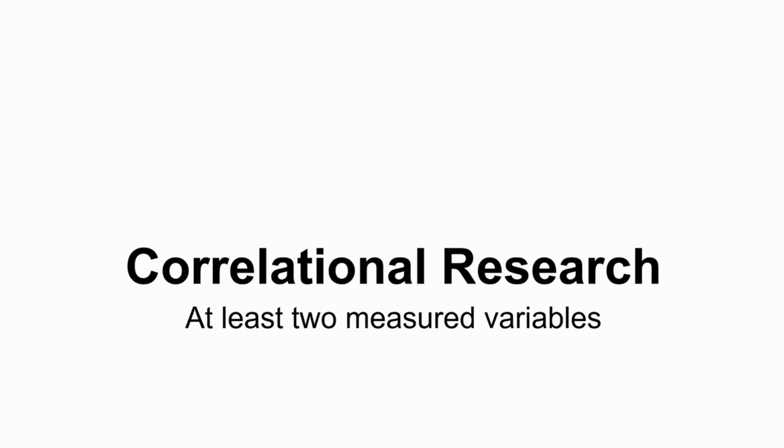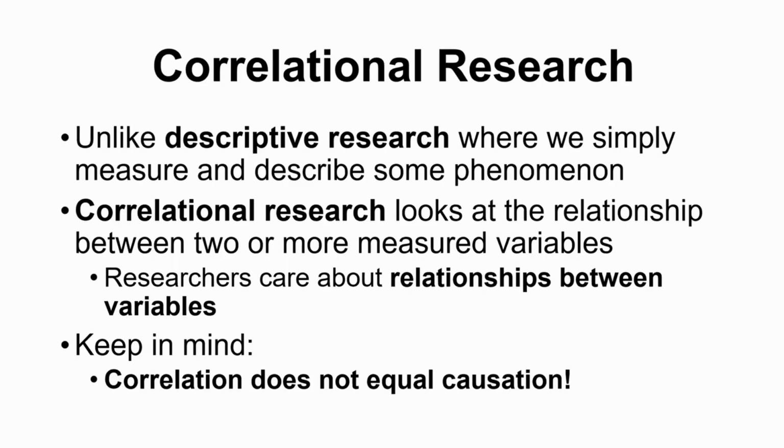So we're still sticking with measured variables, which means that a lot of the stuff that we used previously for the descriptive research section still counts here. But unlike descriptive research, where we're just measuring and describing, now we're also adding in that interaction, that relationship between our two or more measured variables. So we're now saying, okay, we've measured two things. Do they relate to one another?